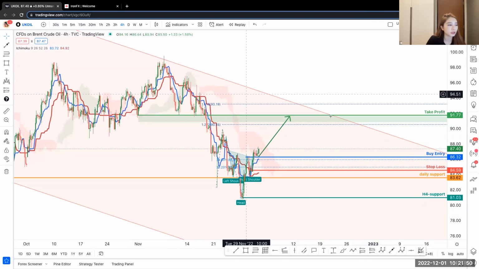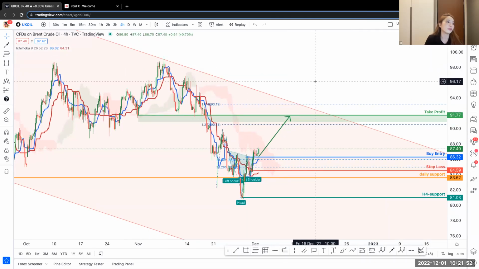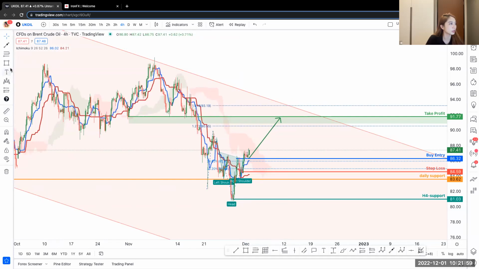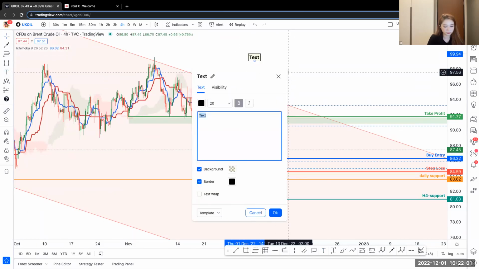I'm looking at Brent oil to be a short-term upward movement, however, a big-term downward movement for now. So let's just put that in text.